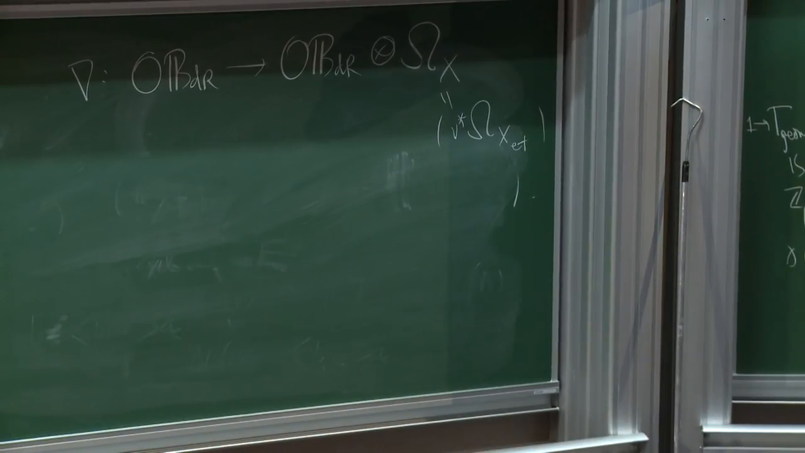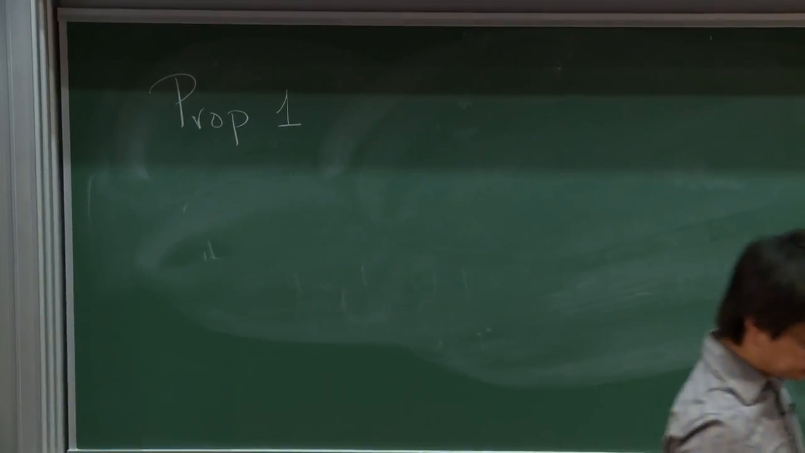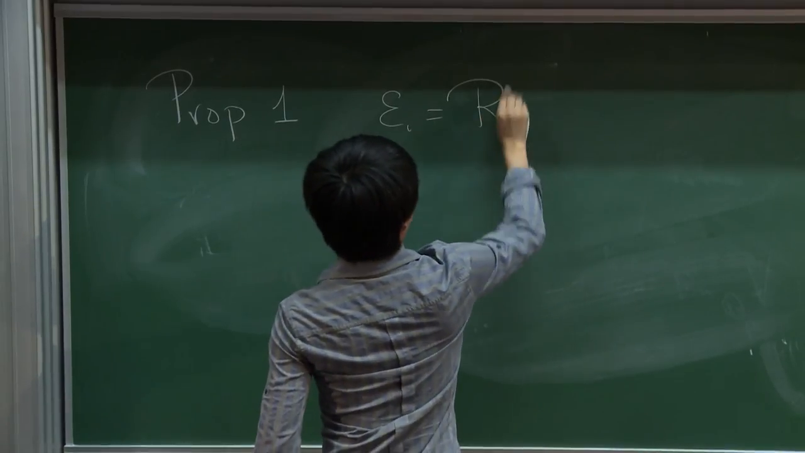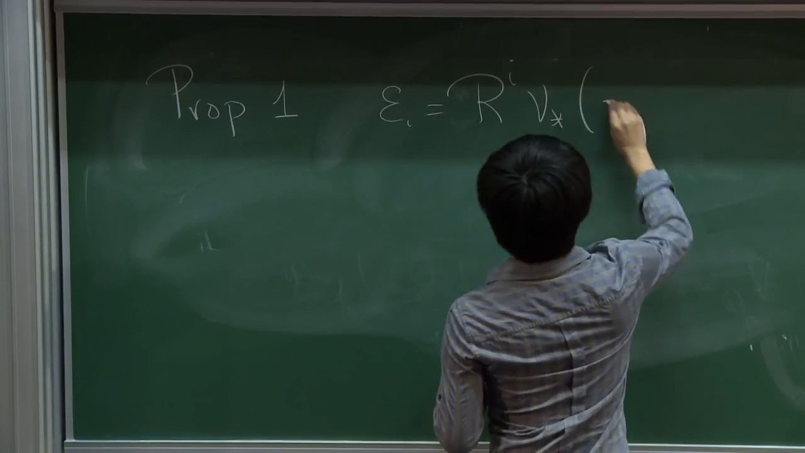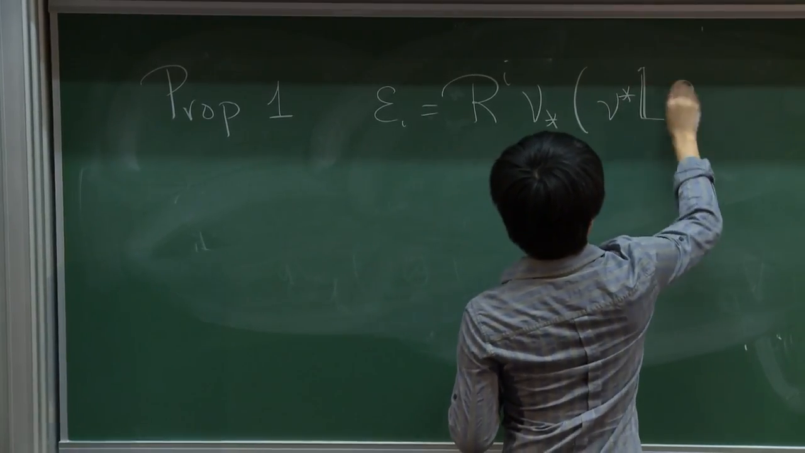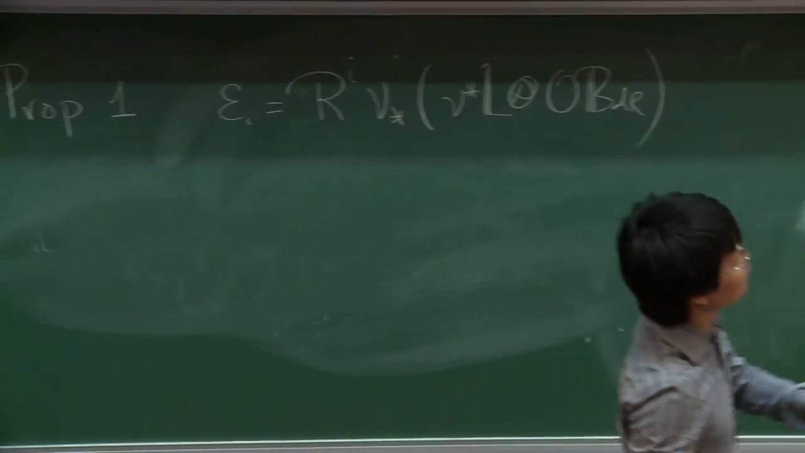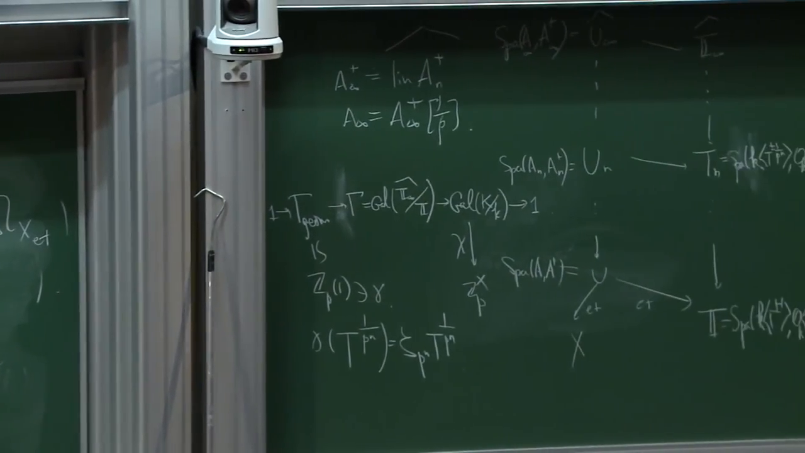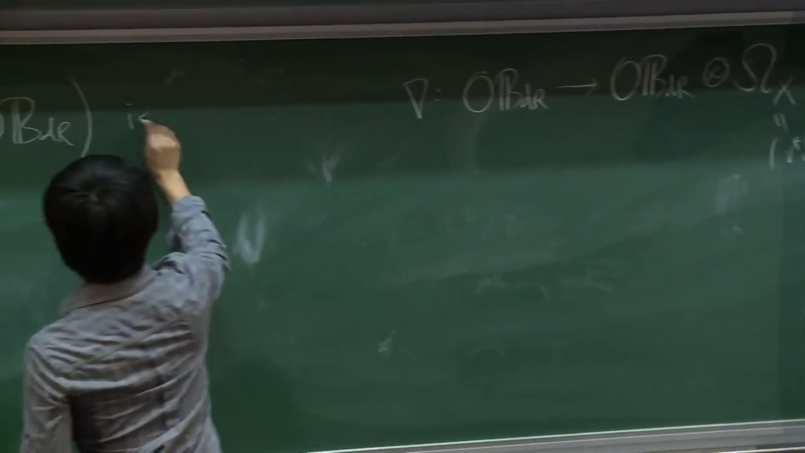Now the theorem comes from the following two propositions. Proposition one: consider R^i, the ith derived pushforward of this sheaf. Oh, by the way, if I have an étale local system on X, I can pull back to X pro-étale to get a local system there. If I do this pushforward, this is a vector bundle.